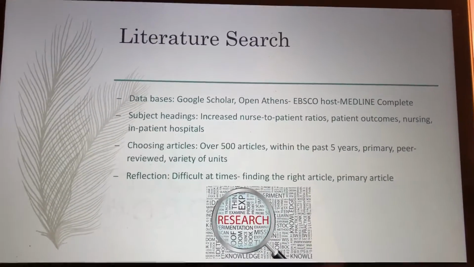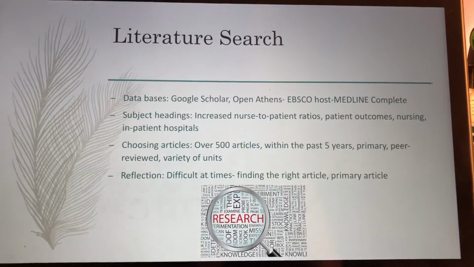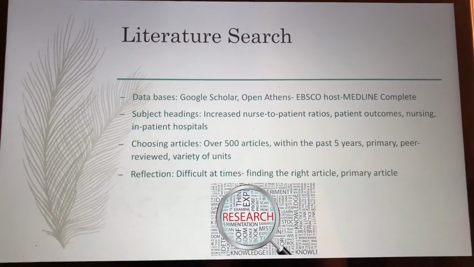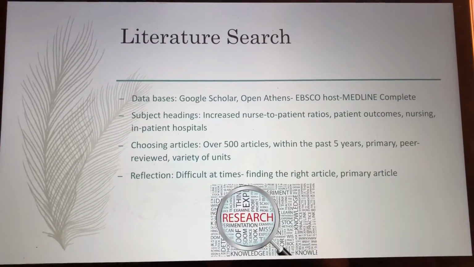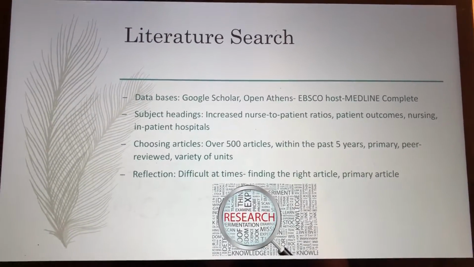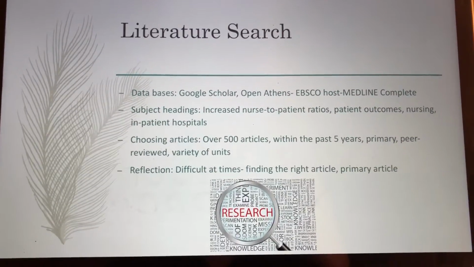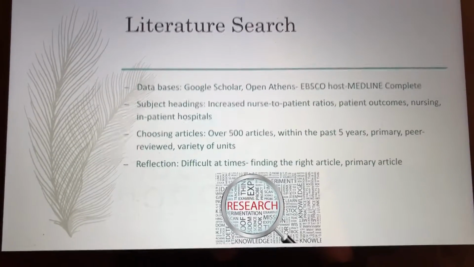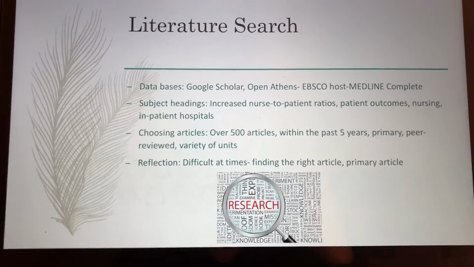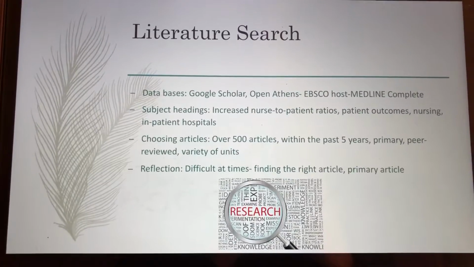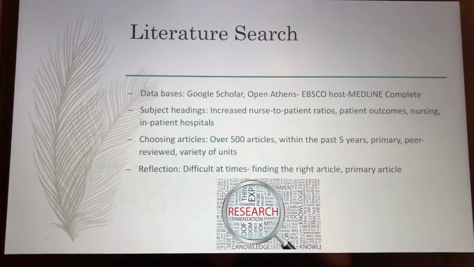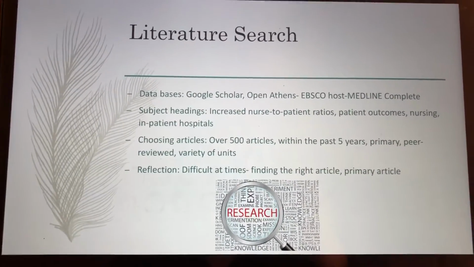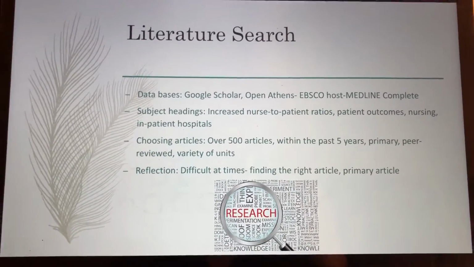So when I started my literature search, the first thing I did was go into Google and I just searched increased nurse-to-patient ratios, just to get an idea of how many studies have been completed and what I was going to be working with. So then I went into Open Athens, which then took me to the EBSCOhost website, and I used Medline Complete. So when I first started, I used increased nurse-to-patient ratios, patient outcomes, and nursing. With this, I got like over 500 articles, which was just way too many to look through.